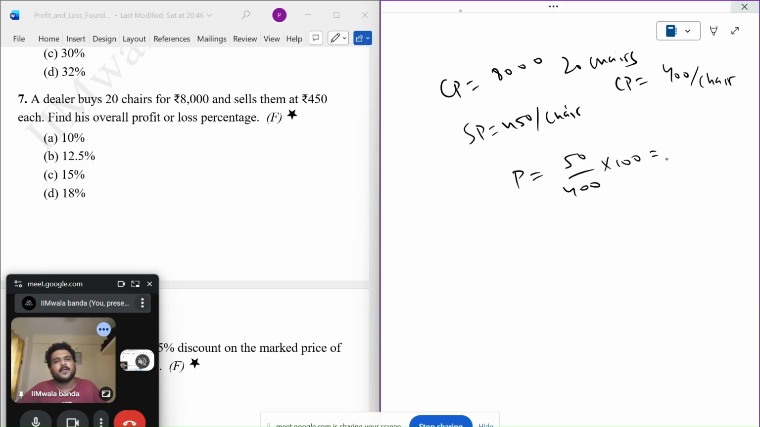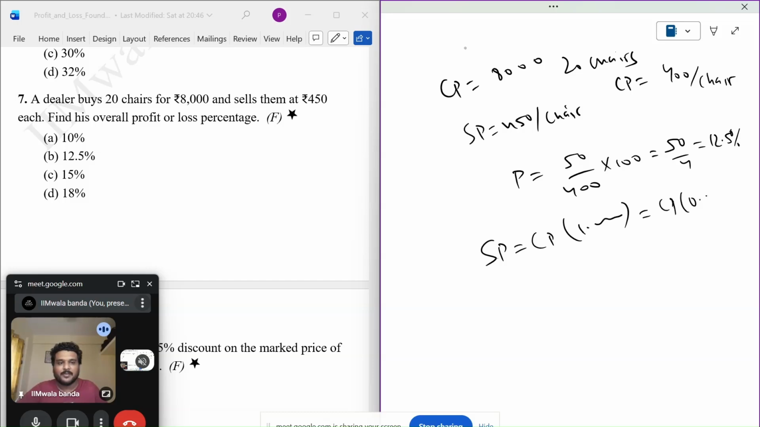So 50 by 4, 25 by 2, 12.5%. So you have to be comfortable in both ways. Should I look at things in this way, which I just saw, that SP is CP into some multiplication factor when profit, or CP into some multiplication factor when loss, or should I see it in the formula that we've just seen? You have to be comfortable in both, whichever is getting applied.